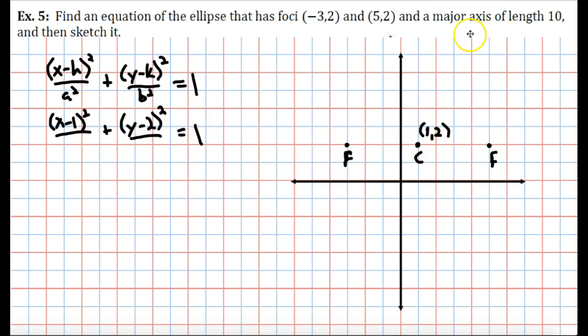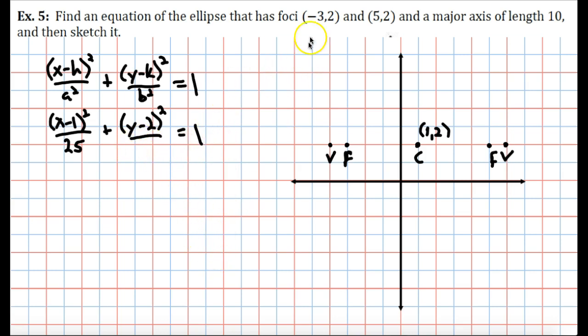Well, now, we know the major axis has a length of 10, and the distance between the two foci is 8. The endpoints of the major axis are the vertices. So the distance from the center to one of the vertices in the x direction is a distance of 1, 2, 3, 4, 5. So 5 squared is what I'm going to put underneath my x term over here. So that'll be 25. Now, we still need to get this other value.